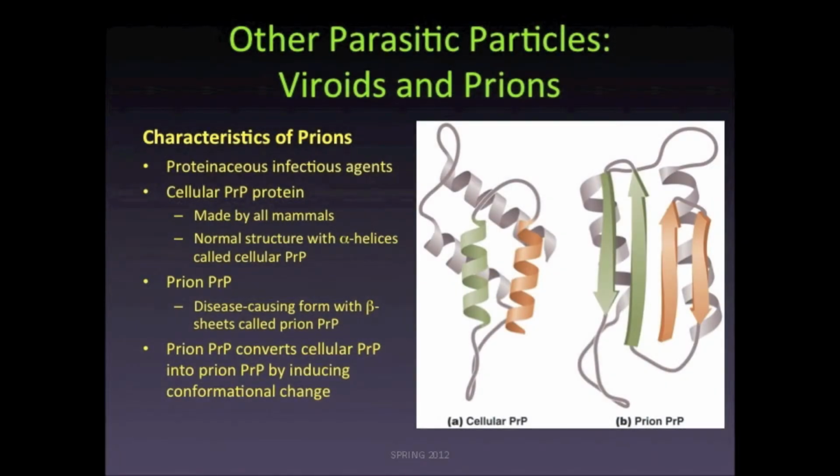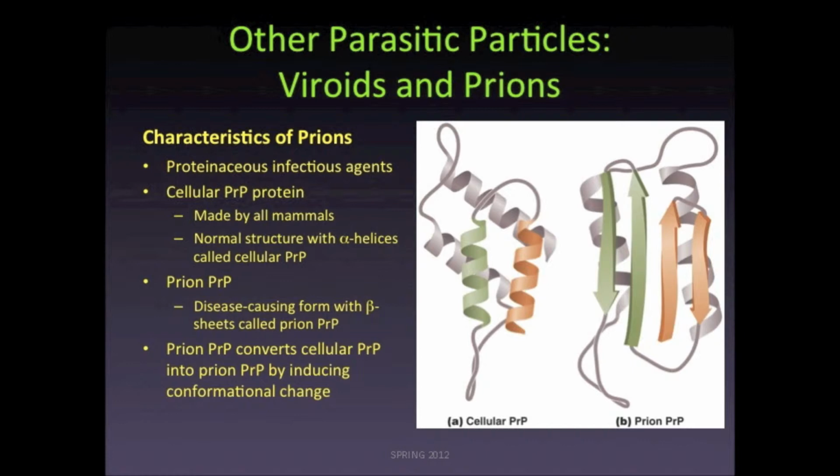The term prion stands for proteinaceous infectious agent. Prions were first proposed in 1982 by Stanley Prusiner after studying the causative agent of scrapie, a neurodegenerative disease of sheep. Our cells have a gene for the cellular PrP protein. Cellular PrP proteins are normally found in the membranes of neurons in the central nervous system. The prion PrP is the infectious form of this protein.